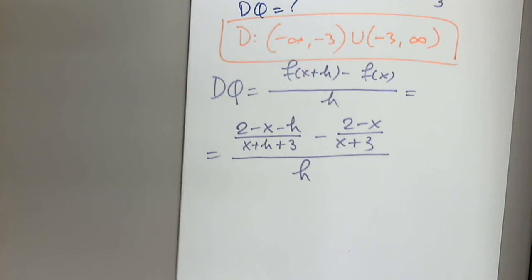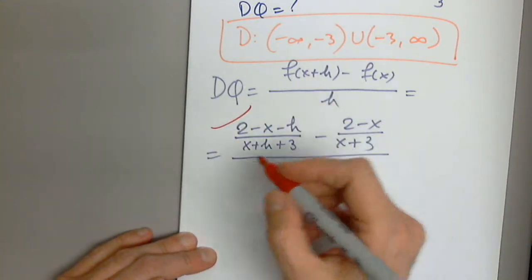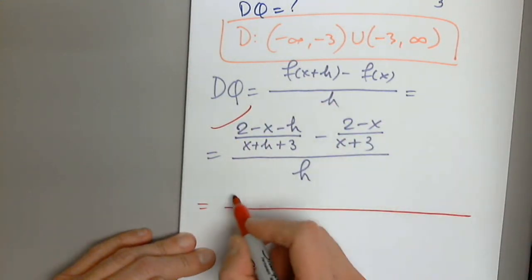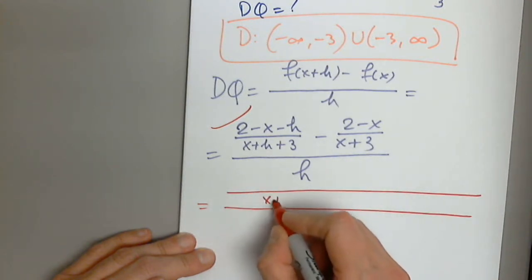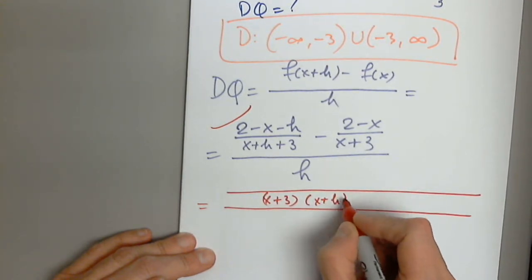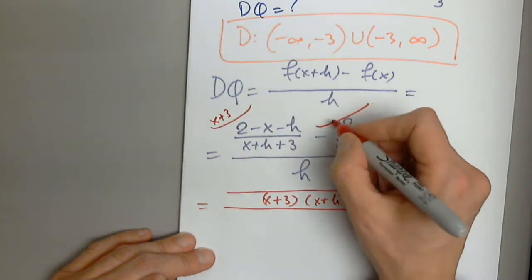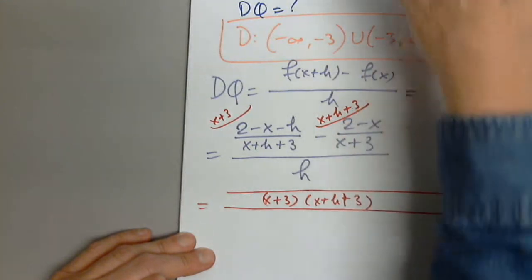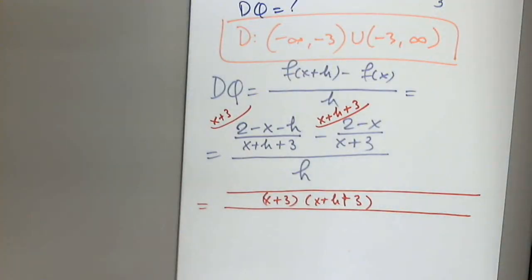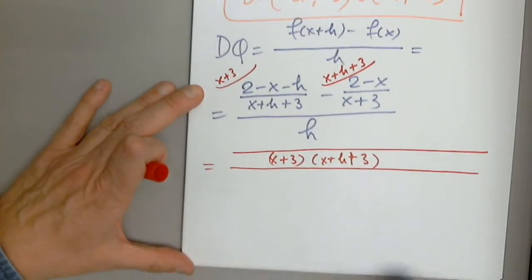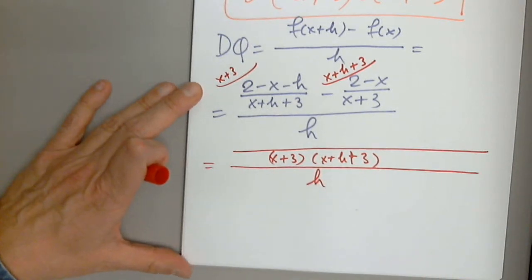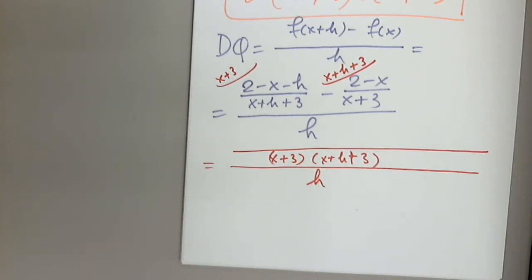Great. Great job. I need to find the least common denominator, which I know is x plus 3 times x plus h plus 3. So this one needs an x plus 3, and of course this one needs an x plus h plus 3. I know what has to happen, right? Whatever I write here, all terms without h must go away. Eventually this will go away at the end.